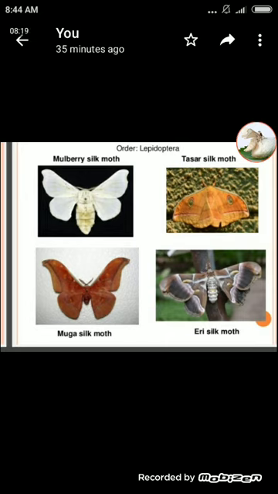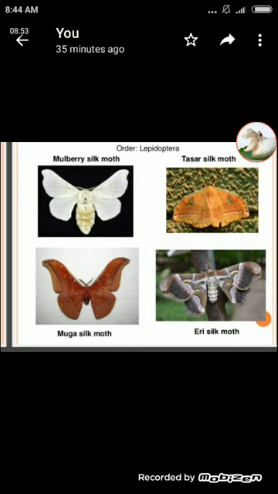I already told you silk fiber is obtained from cocoons, which are spun by different types of moths. So these are the different types of moths by which we get the cocoon. The most common silk moth is the mulberry silk moth, and its silk fiber from this cocoon is very soft, lustrous, very shiny. Lustrous means shiny, very soft, shiny and elastic, and can be dyed into beautiful colors.